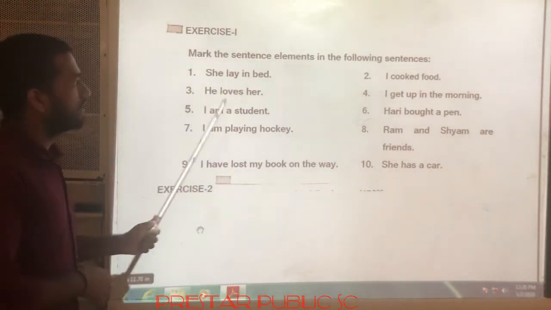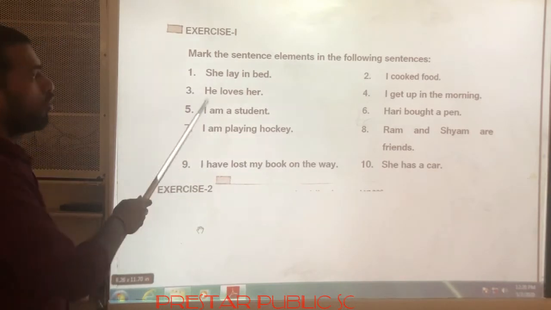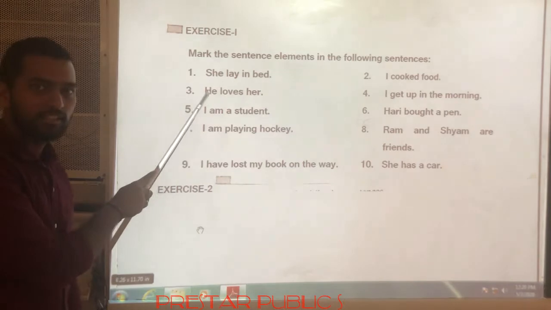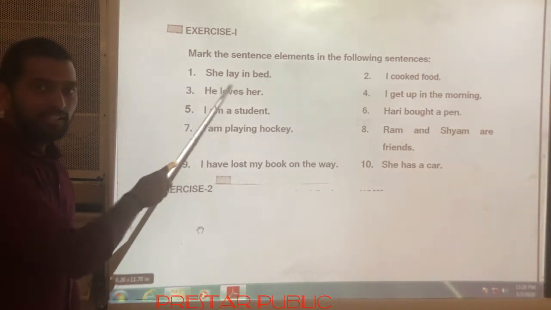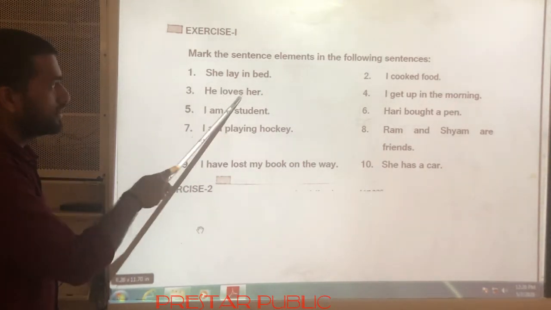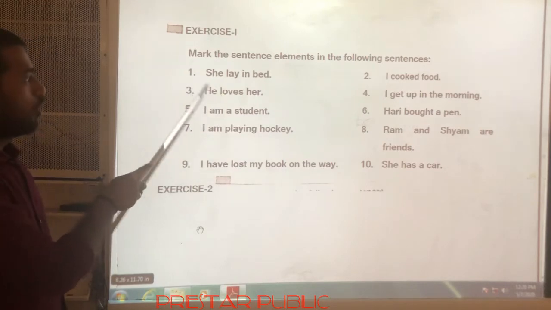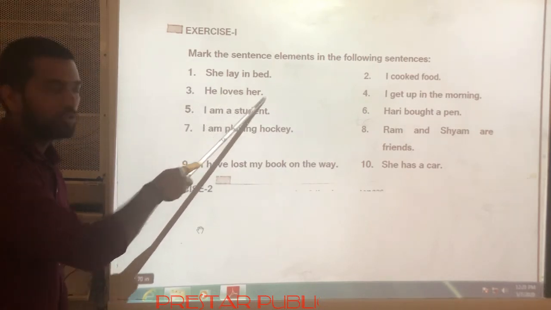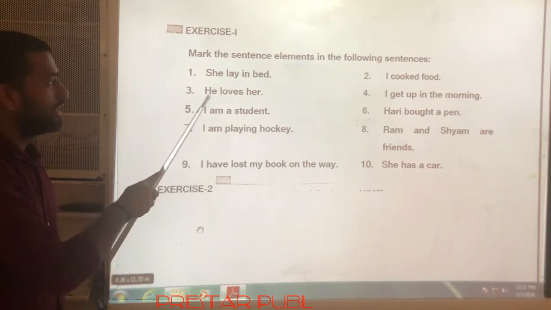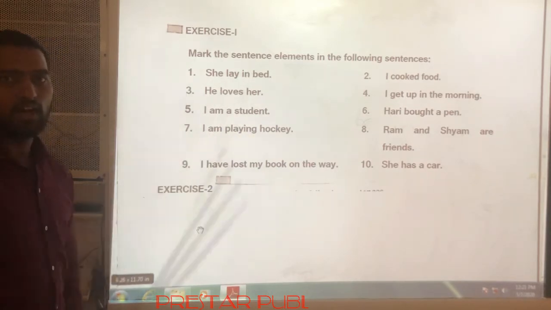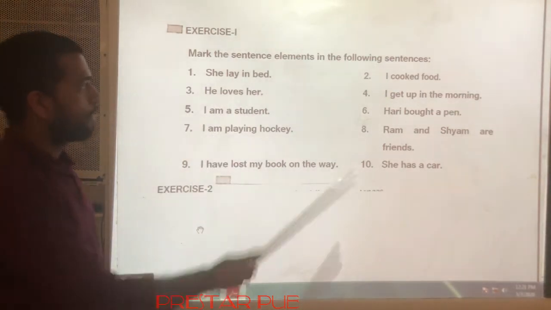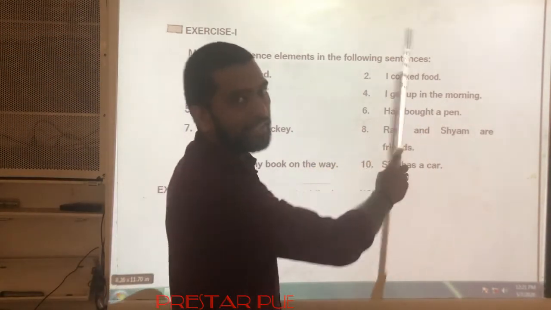Next, he loves her. Here, who is loving, means who is doing an action? He. So this is the subject. What is he doing? He is loving. So this is a verb. And whom he is loving, means on which the action is going on? Her. So this is the object. He loves her. So subject, verb, object.